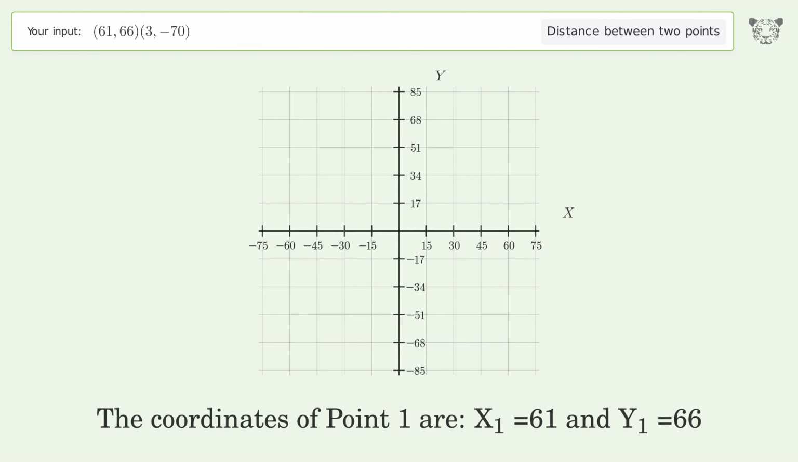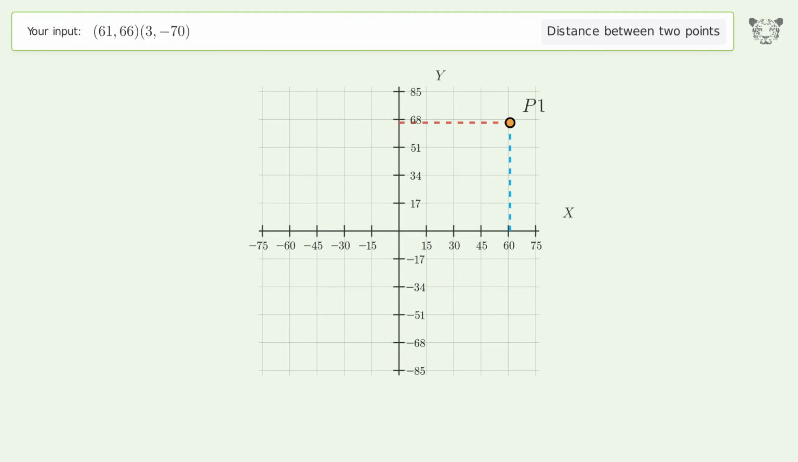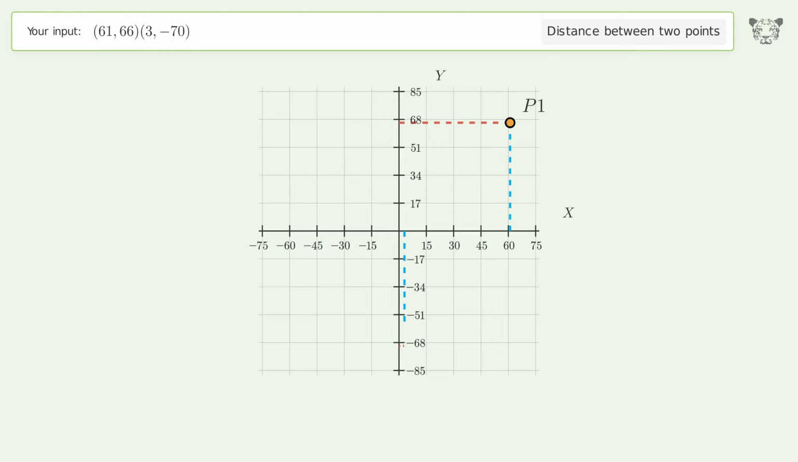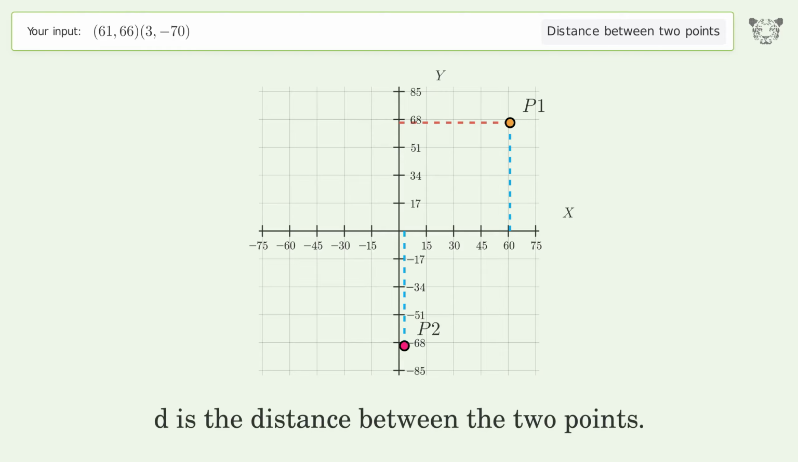The coordinates of point 1 are x1 equals 61 and y1 equals 66. The coordinates of point 2 are x2 equals 3 and y2 equals negative 70. D is the distance between the 2 points.